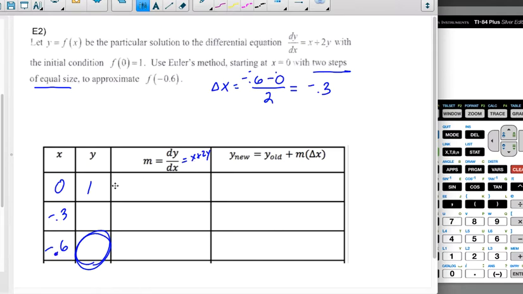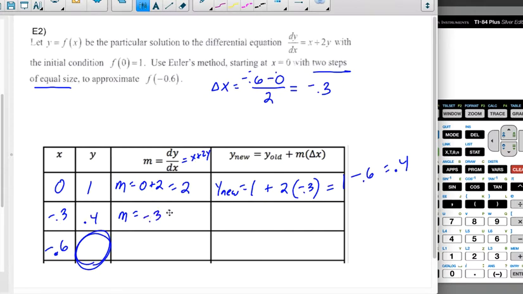So let's start by finding my slope. It's x plus 2y. So that's going to be 0 plus 2, which is just 2. So my new y is going to be the old y plus my slope times this negative 0.3, that delta x. So I get 1 minus 0.6. I think I get a 0.4. So now my new slope is going to be x, which is negative 0.3, plus double of that 0.4, which would be 0.8. So I think I get a 0.5.